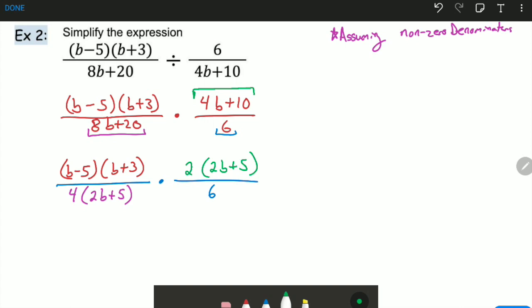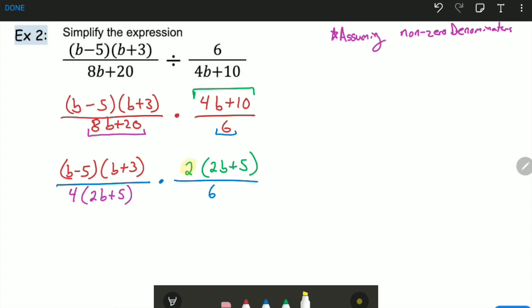Everything has been factored, so now I'm going to work my way from left to right, just checking to see if there's any common factors. So along the top, we have b minus 5 first. We do not see b minus 5 in the bottom of the first fraction, nor in the bottom of the second fraction. So b minus 5 will stay. B plus 3. There's no b plus 3 in the bottom of the first or the second fraction.